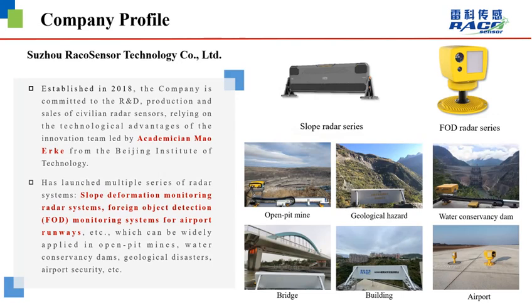The company is supported by a team including 2 academicians of China Engineering Academy. Also, they are from Beijing Institute of Technology. The team has developed and produced civilian radar products for more than 10 years. Currently, our main products are slope deformation monitoring radars and airport runway FOD monitoring radars and other civilian radars.